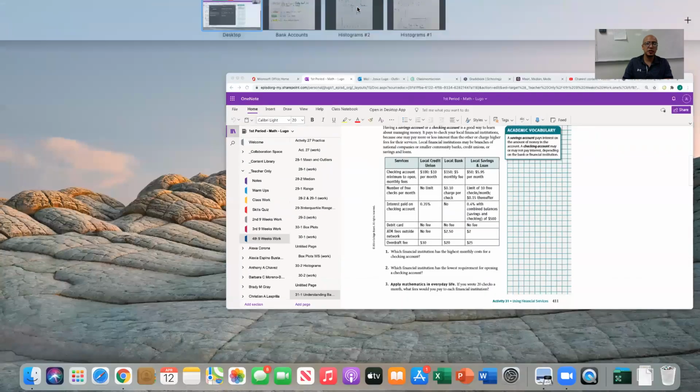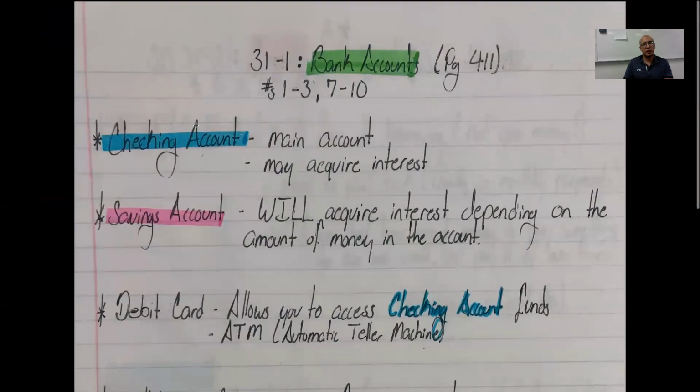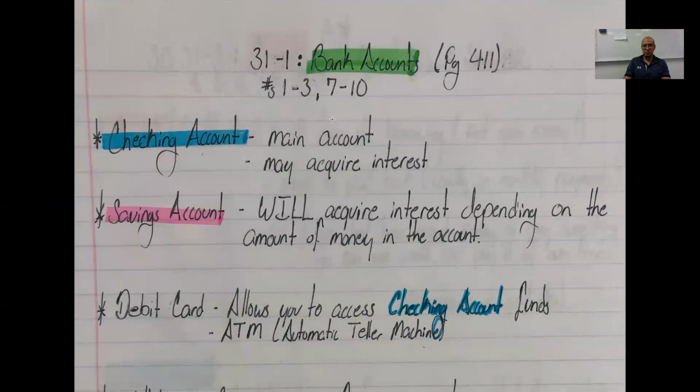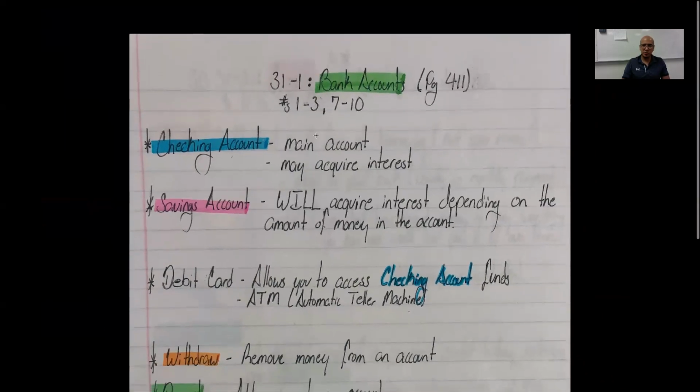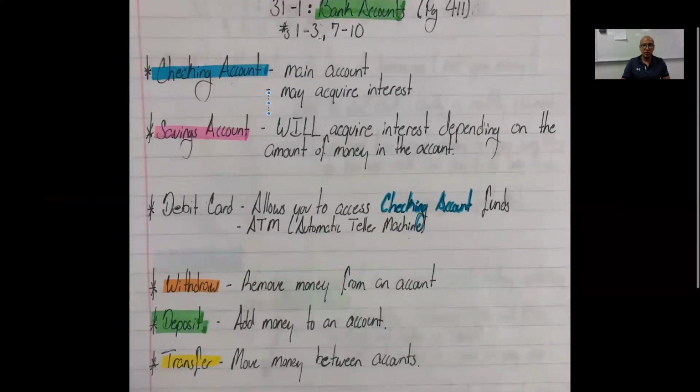Today we're doing lesson 31-1, titled Bank Accounts. Please go ahead and take about a minute or so, pause this video as you copy these notes. So again, take about a minute, pause this video as you copy down these notes. 31-1 Bank Accounts. These are the numbers that are on Schoology, and these notes are also available in OneNote.